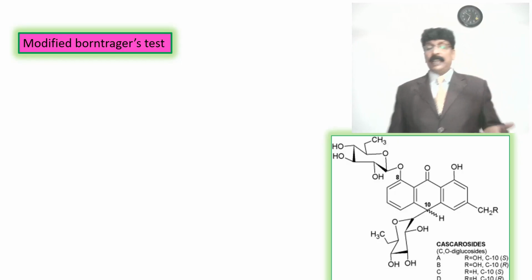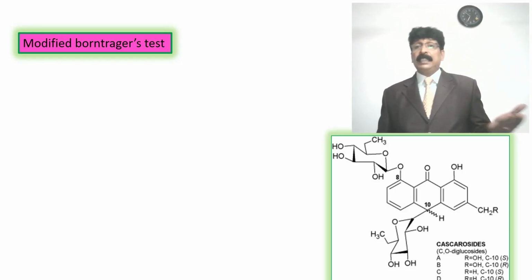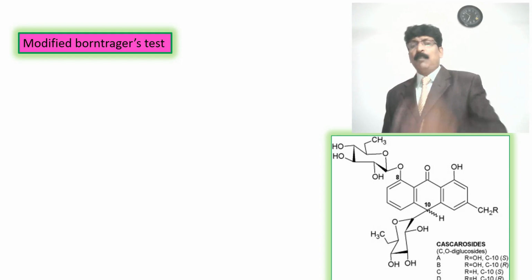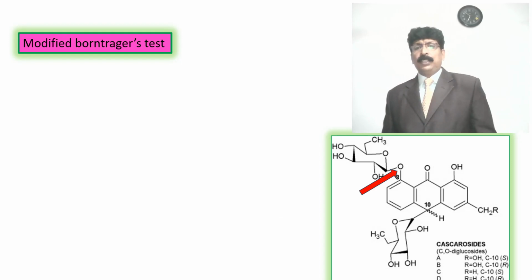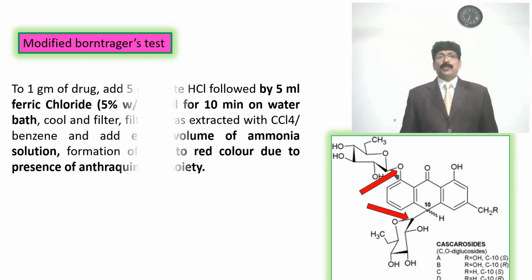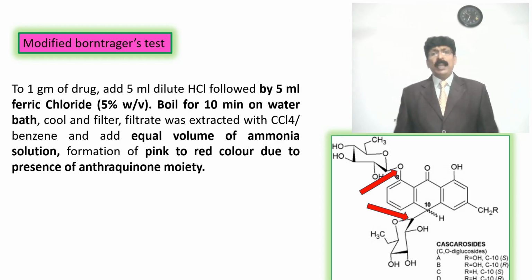Cascarosides, and aloin which is present in aloes, have C glycosides, and O glycosides are also present as shown in the picture. This is an O glycoside with O linkage to a glucose, and this is a C linkage with a glucose. You can see the picture, the arrow has come and shown you. So here is the only change.